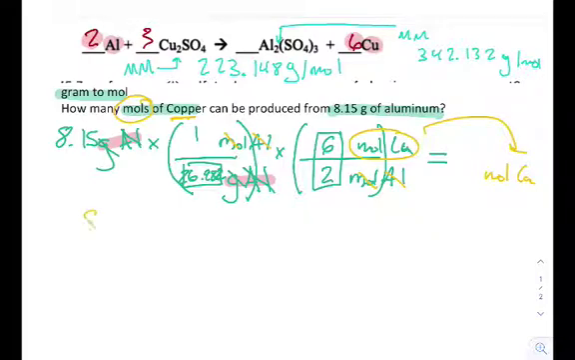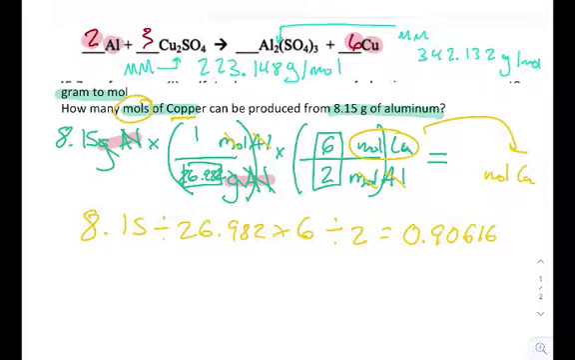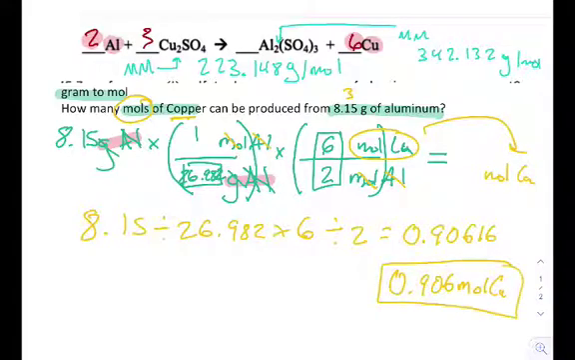Putting this into my calculator, I'd put in 8.15 divided by 26.982 times 6 divided by 2 to get me to my answer. My calculator gives me this answer. And because my initial number was just 3 significant figures, I would round my final answer just to 3, and then also the label. So 0.906 moles of copper is how many can be produced from 8.15 grams of aluminum.